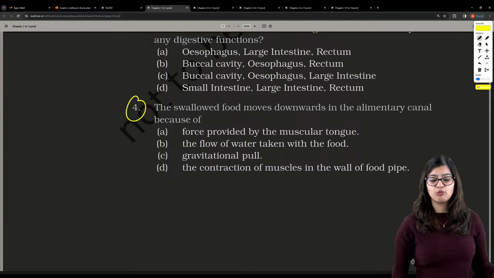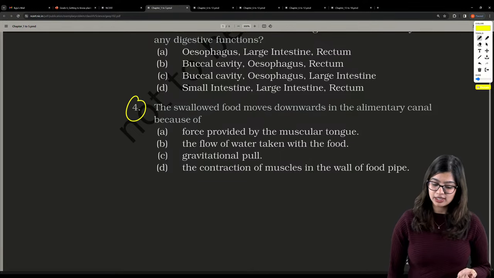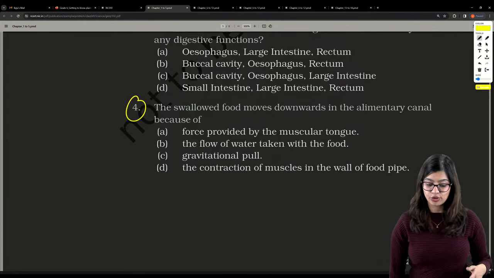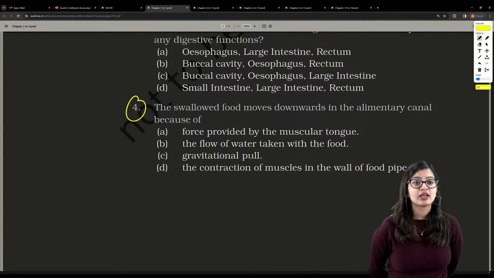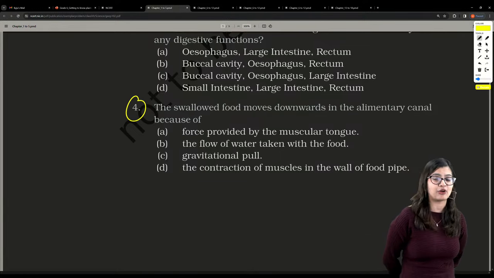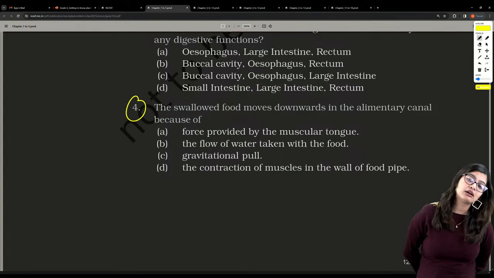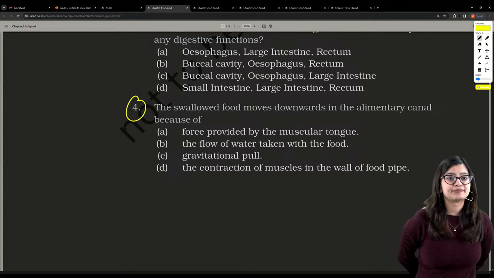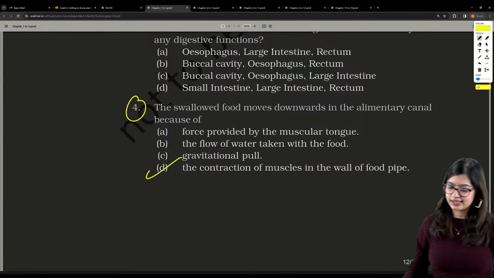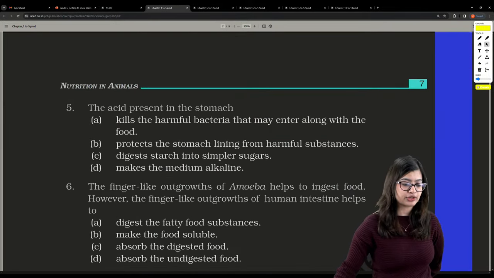The swallowed food moves downwards in the alimentary canal because of dash. Force provided by the muscular tongue, flow of water taken with the food, gravitational pull, or contraction of muscles in the wall of the food pipe. Rectum, part of large intestine, which stores the undigested food, that is the feces. Abomasum is a part of the stomach in your cows and everything, right? In your ruminants. Very good. Correct answer is option D, which is also known as peristalsis.